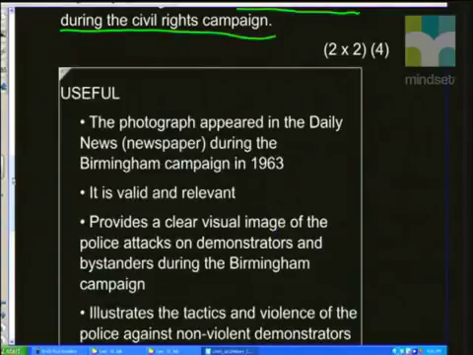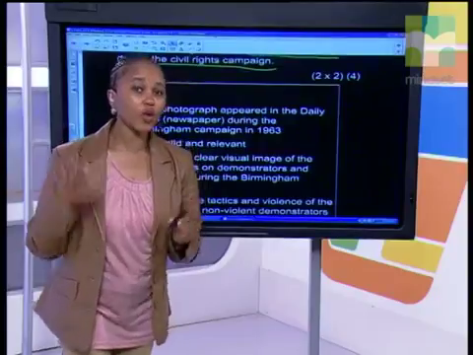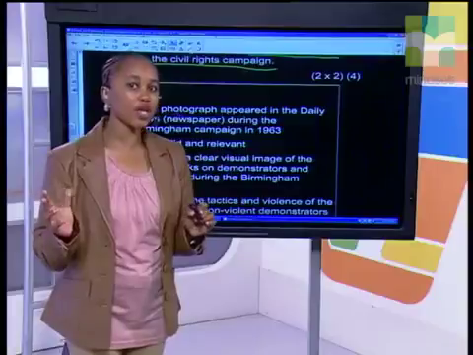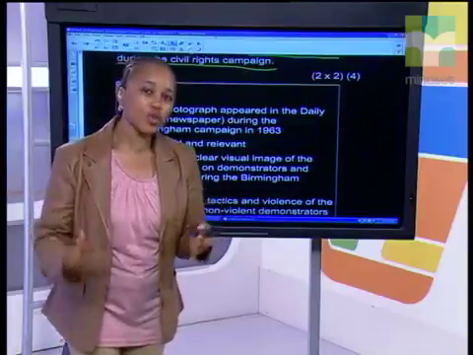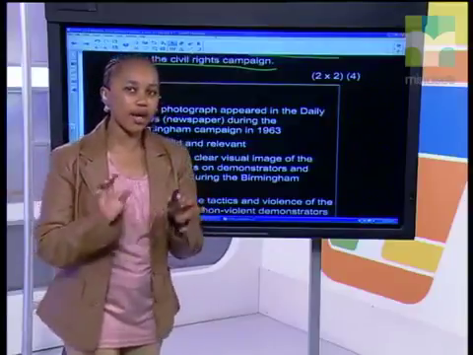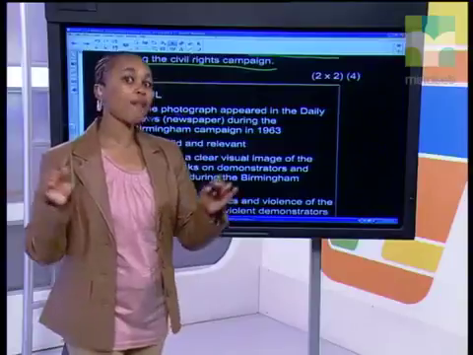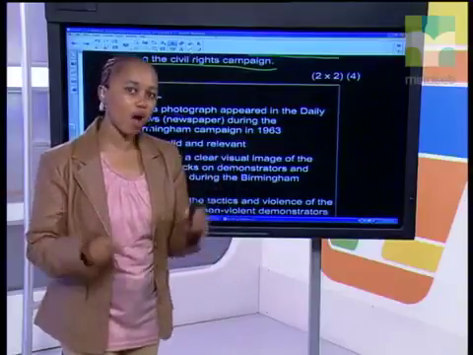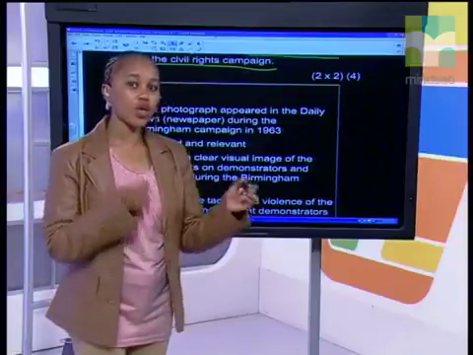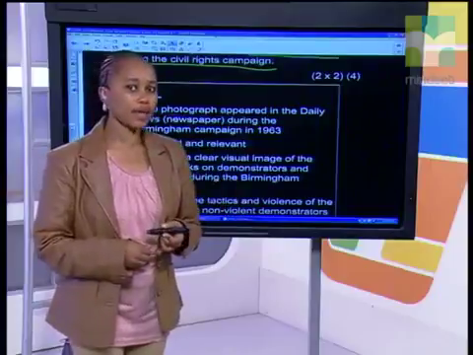The photograph appeared in the Daily News or newspaper during the Birmingham campaign in 1963. Therefore, it is valid and relevant. Okay, that is very important. Remember, I told you that the photograph is about the moment when it happened. So it is a primary source. It is useful because they didn't just draw a picture later on, or make a cartoon later on, but it was taken at the time of the event. Therefore, that is important. It's going to help the historians who are investigating the civil rights campaign.